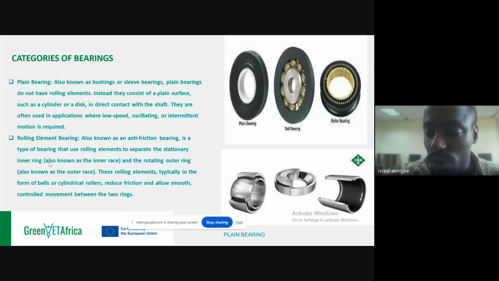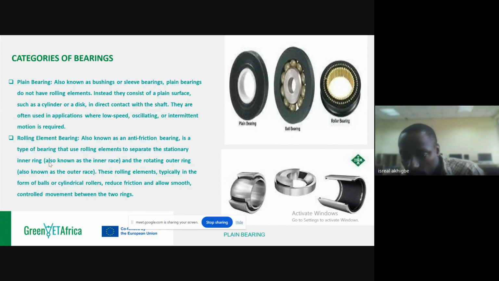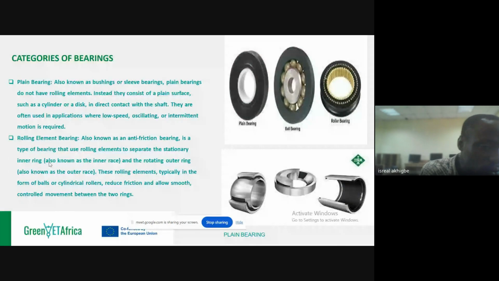I will show you this practically when you come around. These plain bearings do not have rolling elements. Instead, they consist of a plain surface, such as a cylinder or a disc, in direct contact with the shaft. They are often used in applications where low speed, oscillating or intermittent motion is required.